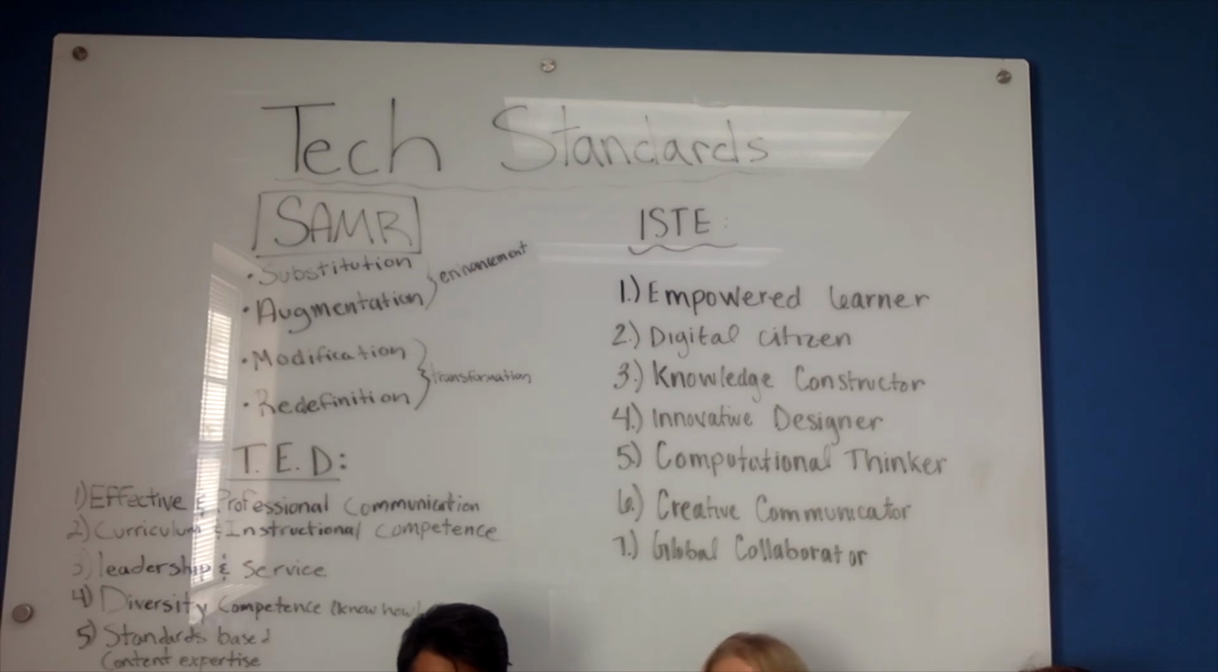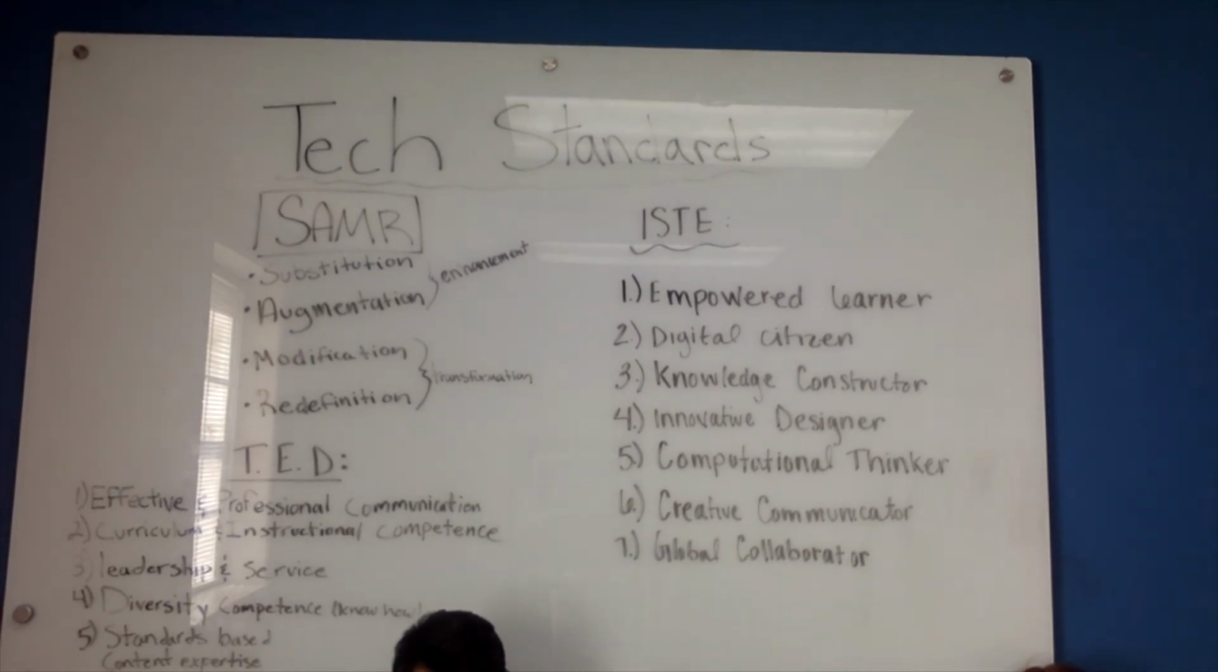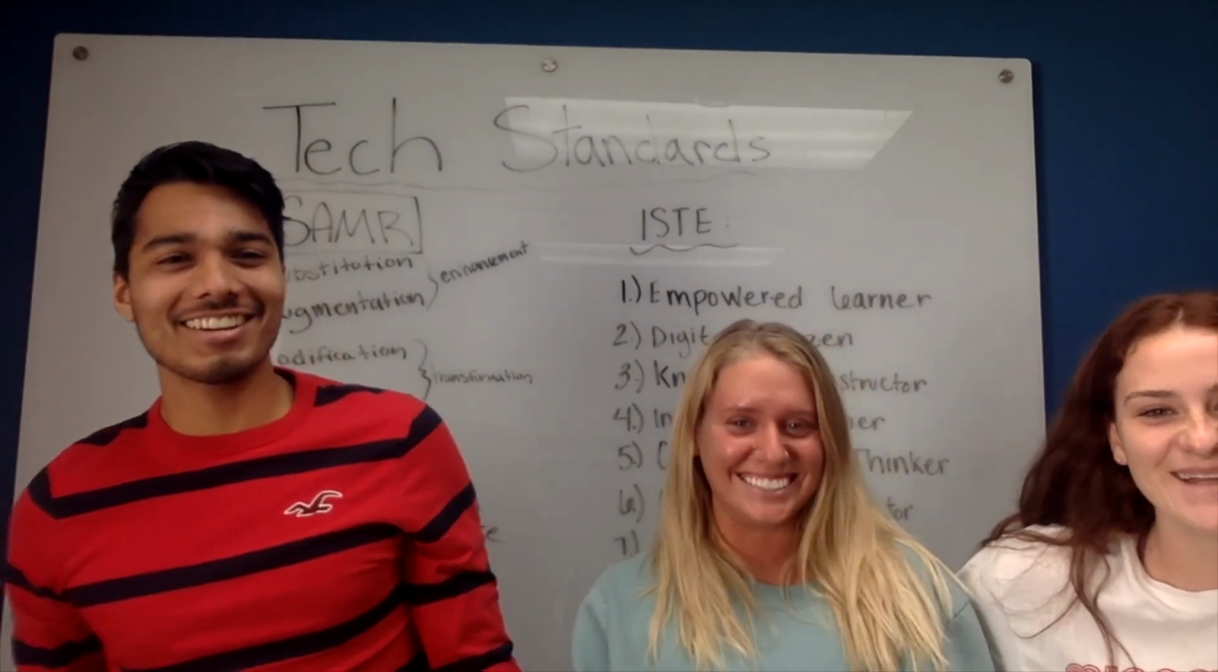Computational thinker. Students develop and employ strategies for understanding and solving problems in ways that leverage power. Creative communicator. Students communicate clearly and express themselves creatively for a variety of purposes using the platform tools and styles. And finally, our global collaborator. Students use digital tools to broaden their perspective and enrich their learning environment. And those are our tech standards.